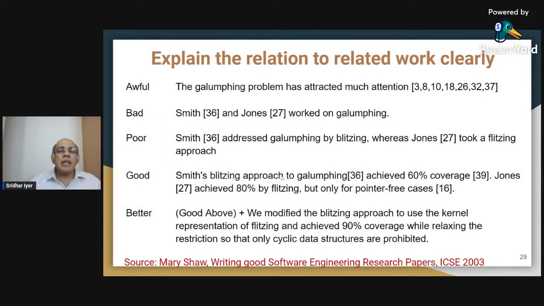This is especially true for research studies. For the practitioner research track, it can be a little simpler. You can actually get away with some good explanation of the related work.